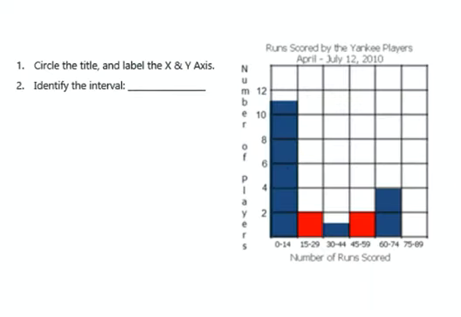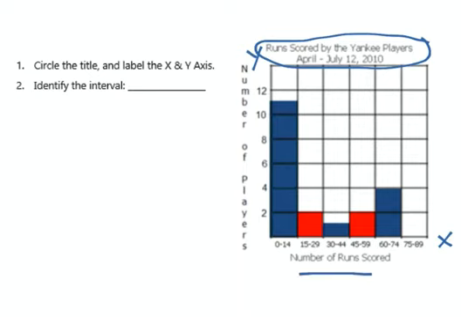Alright, so if you flip your paper over to the back, we're going to look specifically at a histogram and the parts of the histogram first. There is still a title and an X and Y axis. So I want you to go ahead and circle the title. The title will be runs scored by the Yankee players and from that time frame. And then label the X and the Y. So if we think about a coordinate plane, this is really just quadrant 1. So your X-axis is still horizontal and your Y-axis is vertical. Notice that on the X-axis, we're looking at number of runs scored. So the Y-axis is the number of players that scored those runs, okay?